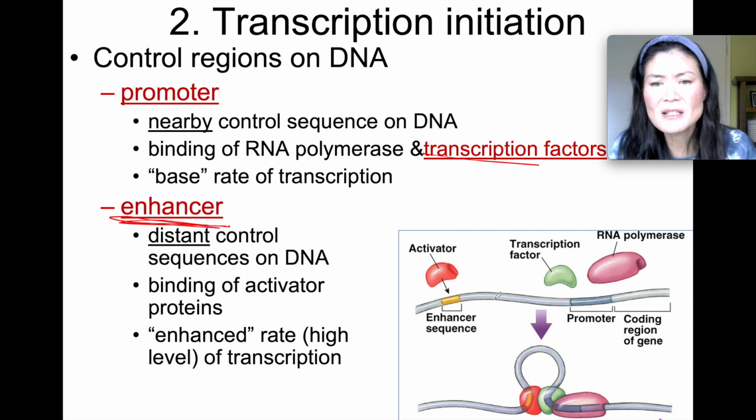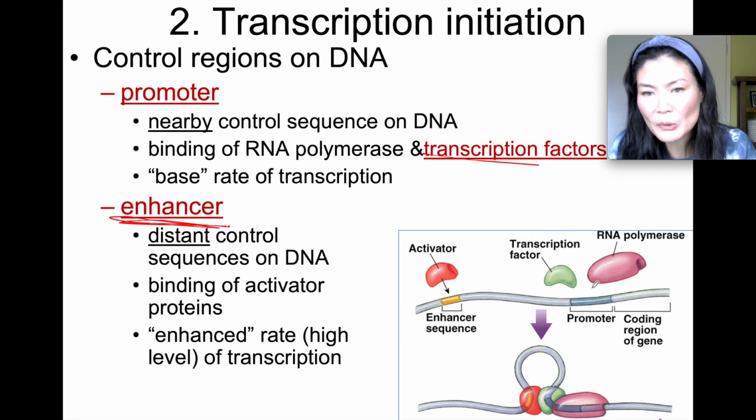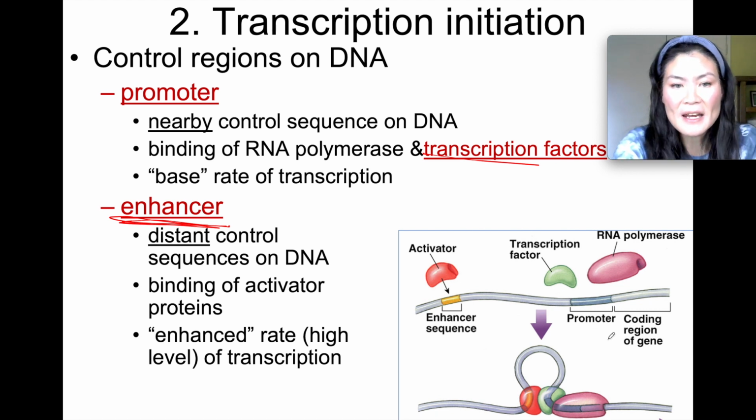The enhancer sequence is upstream from the gene, so this is our enhancer sequence. If an activator binds to it, it causes the DNA strand to fold with the help of these folding proteins, and they're going to come near to the promoter, and together they're all going to work together to transcribe the gene. And it's going to enhance transcription.